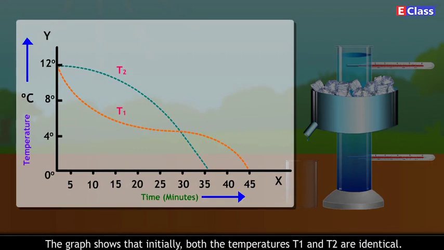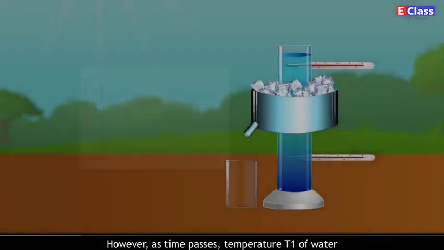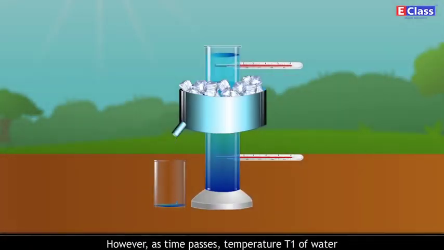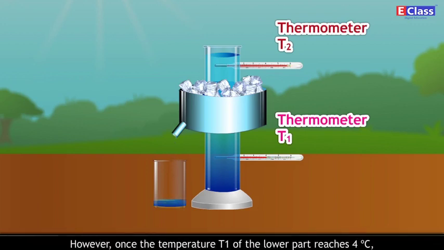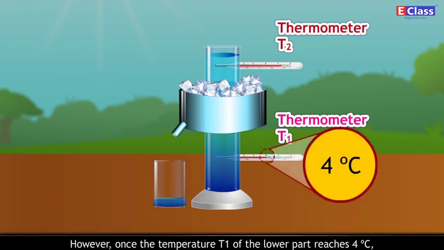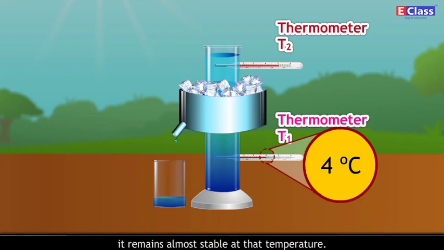The graph shows that initially both the temperatures T1 and T2 are identical. However, as time passes, temperature T1 of water in the lower part of the cylinder decreases fast, while temperature T2 of water in the upper part of the cylinder decreases comparatively slowly. Once the temperature T1 of the lower part reaches 4 degrees Celsius, it remains almost stable at that temperature. T2 decreases slowly to 4 degrees Celsius.